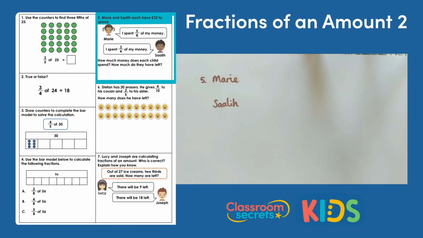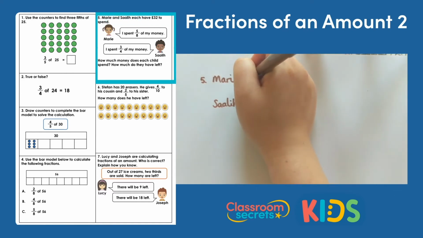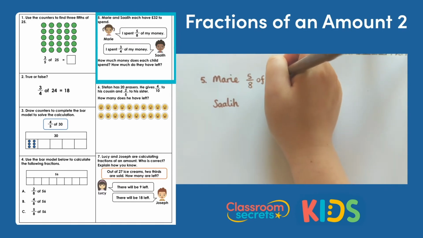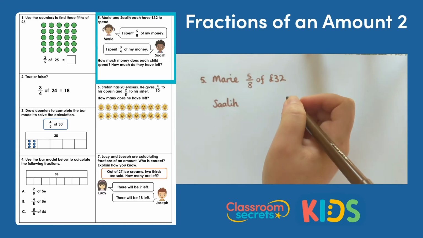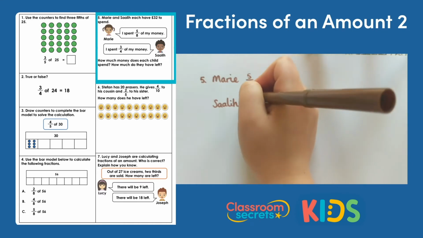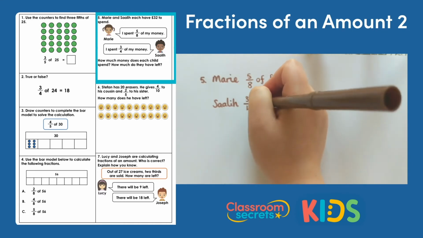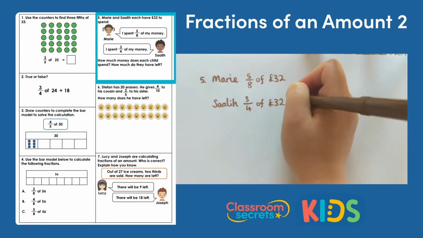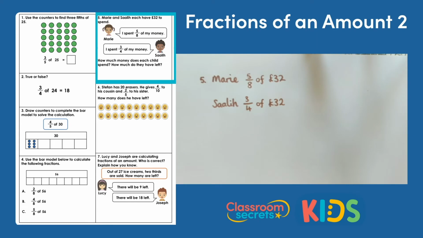Marie and Sally each have £32 to spend. Marie has spent 5/8 of £32. Sally has spent 3/4 of £32. The question says, how much money does each child spend and how much do they have left? So this is a two-part question.